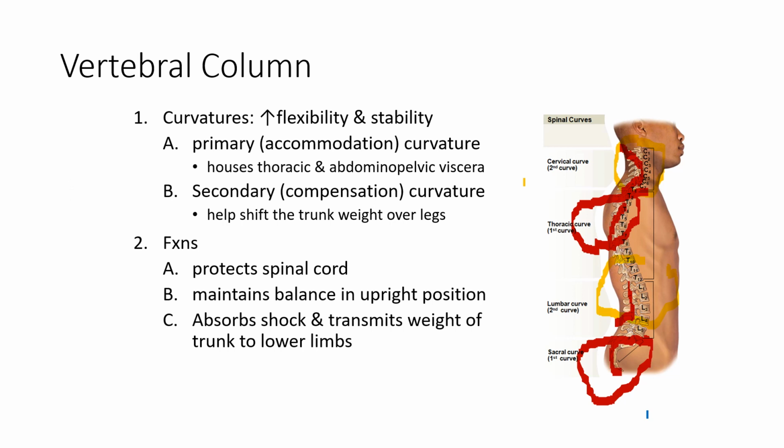So once again, as a recap, there are 4 spinal curves. The thoracic curve and the sacral curve make up what is known as the primary curvature, and the cervical curve and the lumbar curve make up what is known as the secondary curvature.